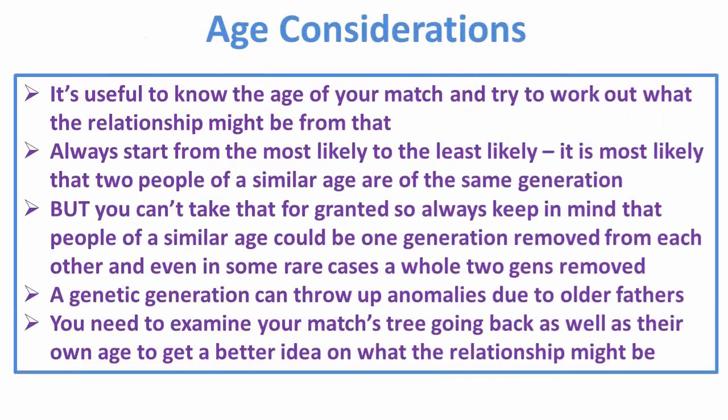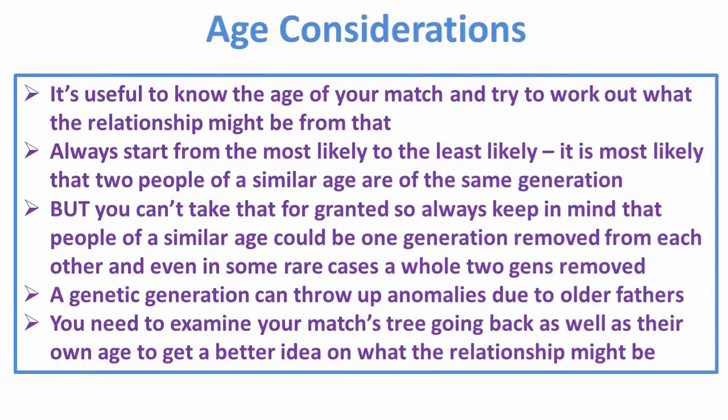It's useful to know the age of your match and try to work out what the relationship might be from that, but always start from the most to the least likely. It's most likely 2 people of a similar age are the same generation, but don't take it for granted. You might find some rare cases like that.